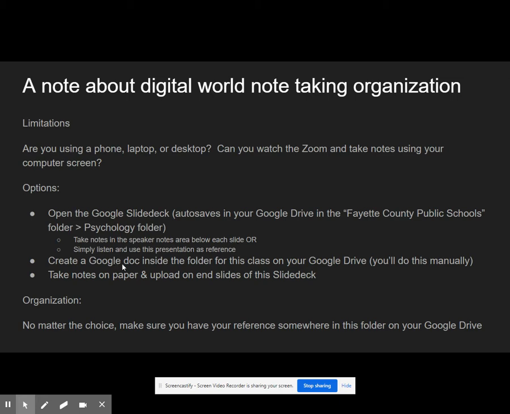Another option is to create a Google document inside the folder for this class. You might want to title it research method notes or 1.2 and 1.4 notes, your choice. Another option, you can just take notes on paper and upload them on the end slides of this slide deck. You'll see those in just a second. No matter what, make sure you have a reference somewhere in this folder on your Google Drive.